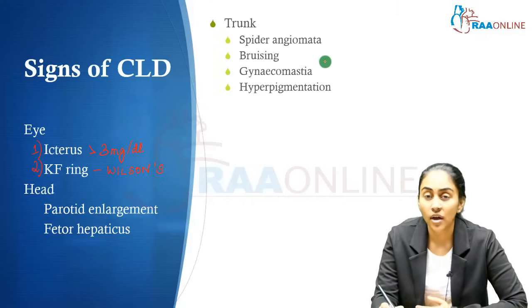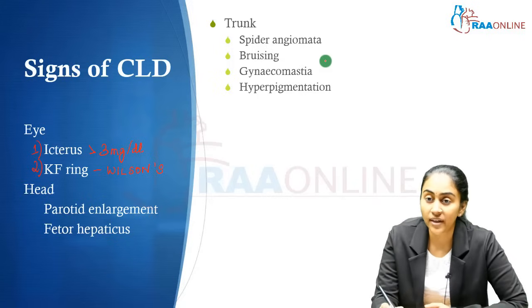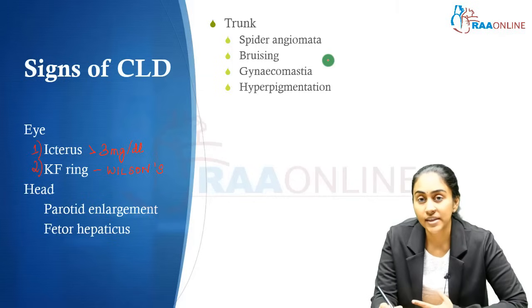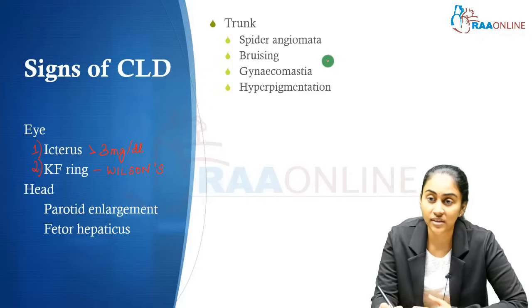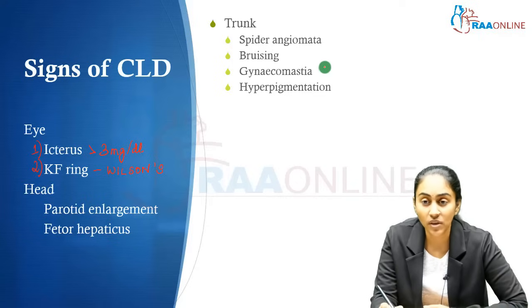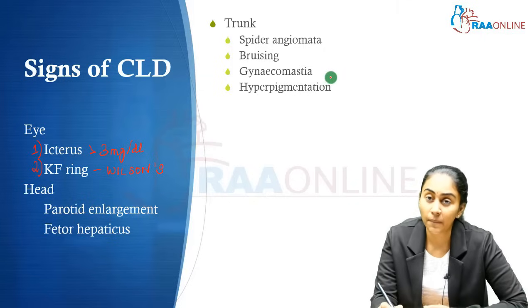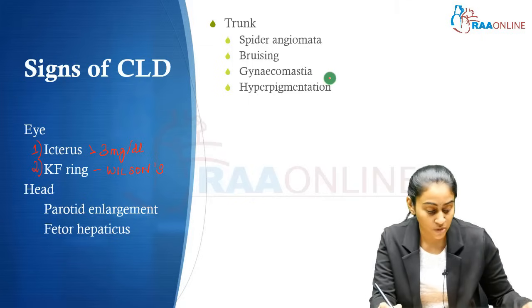In the trunk, what is significant are the spider angiomata. They are basically dilated capillaries which are actually seen in the trunk. They are visible in the face, neck and the trunk. They can also be seen in other vasodilated states like pregnancy. Easy bruisability because of the coagulopathy can be seen. Gynecomastia is an important feature in patients with chronic liver disease, and hyperpigmentation. So, hyperpigmentation can be seen in patients with hemochromatosis.